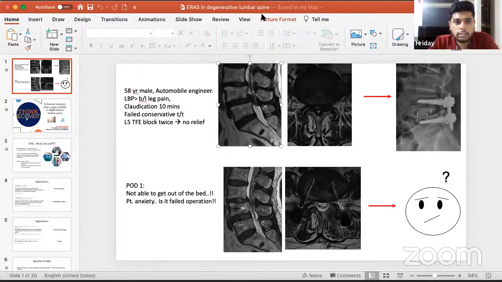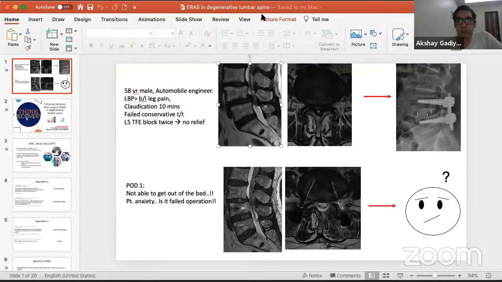The first is the most interesting case, and the way we start is how to improve the post-op care of our patients. That will be discussed by Dr. Akshay Gadiya, where he discusses the enhanced recovery after lumbar surgery, which he has done an extensive study about. So handing it over to Dr. Akshay. Thanks, Hriday. Thanks a lot.